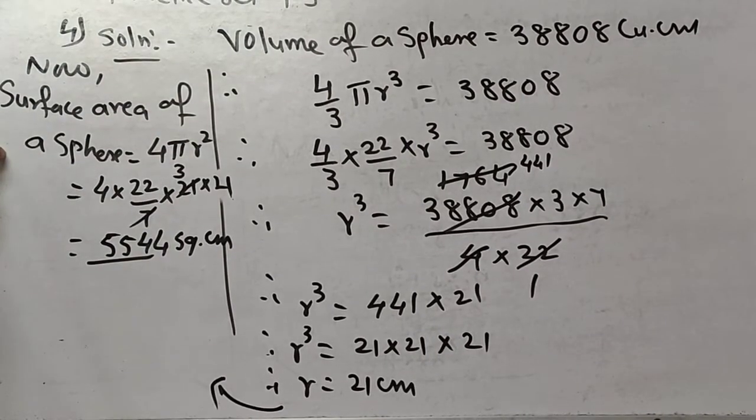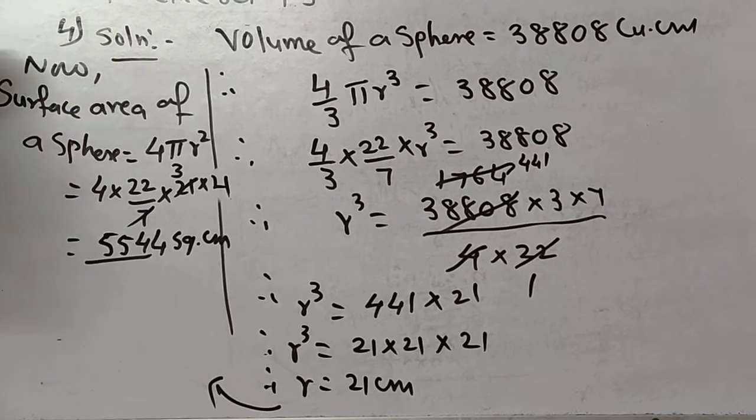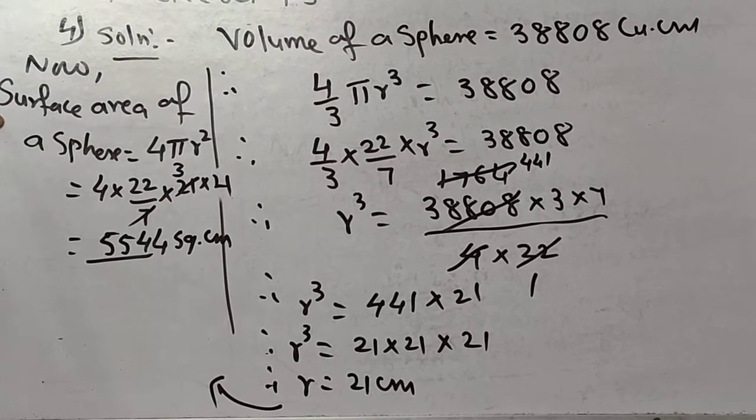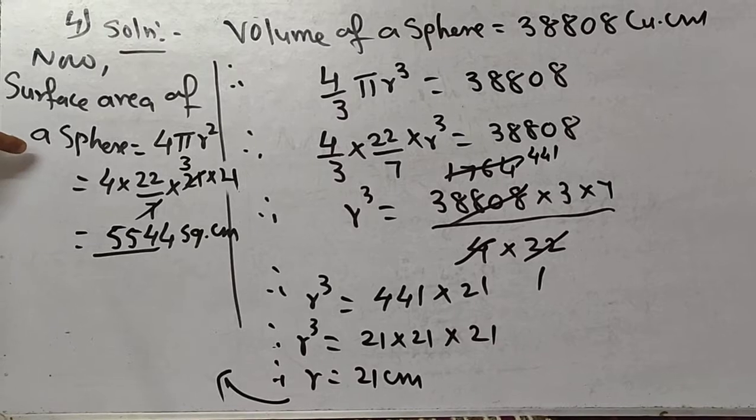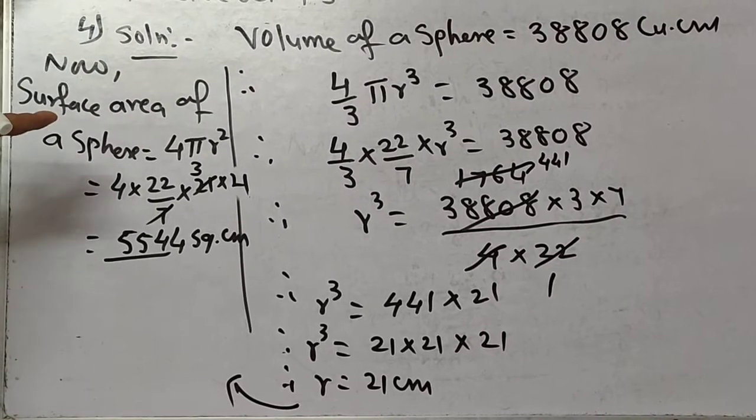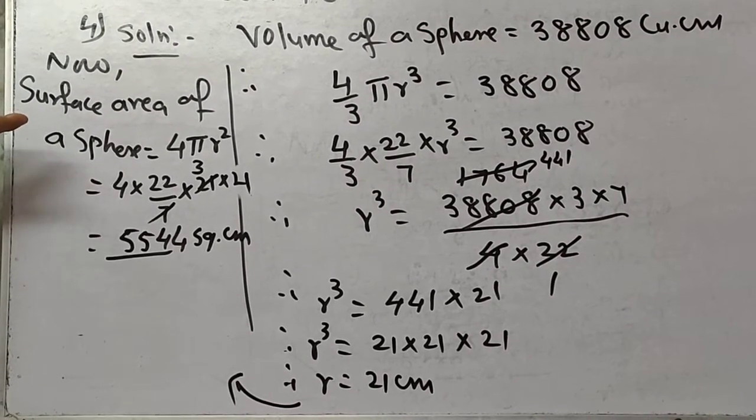Okay? Now in this sum, the fourth one, you have to use the volume formula, and then you have to use the surface area formula. In the previous sum, you have to use the surface area formula, and then you have to find out r, and then afterward you have to find out volume. Okay? Please copy it down.